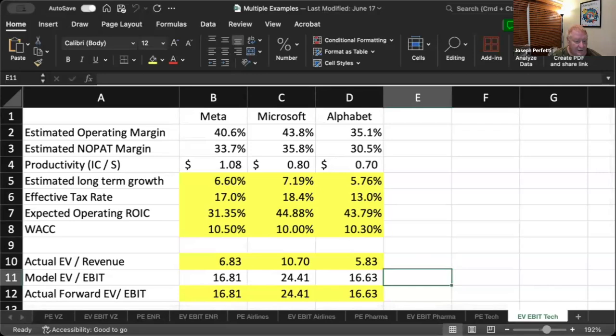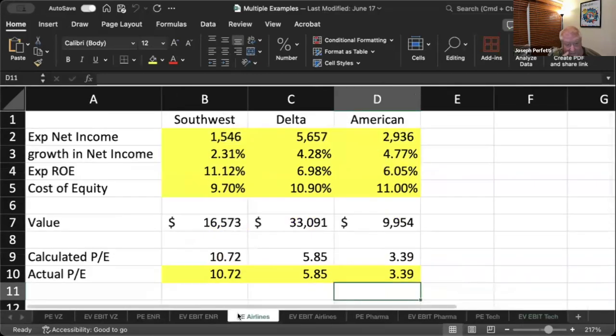So here are some multiples for, we're going to start with the airlines from a few weeks ago. This is the PE multiples for Southwest, Delta, and American. Okay. And so this is actually based on real world data at the time. All right. And we'll talk next after we kind of analyze these multiples about where the data comes from and how to put this together.